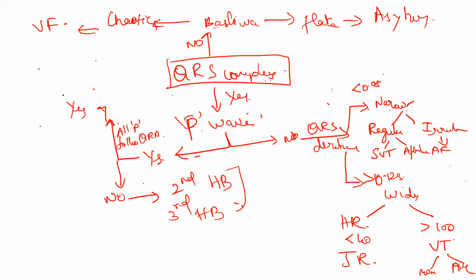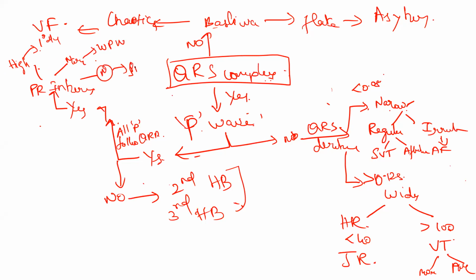If all the P waves are followed by QRS complexes, yes, then check the PR interval. High, first degree heart block. Narrow, WPW syndrome. Normal, sinus rhythm. That's all. This flow chart, if you remember, ECG rhythm identification is going to get over.